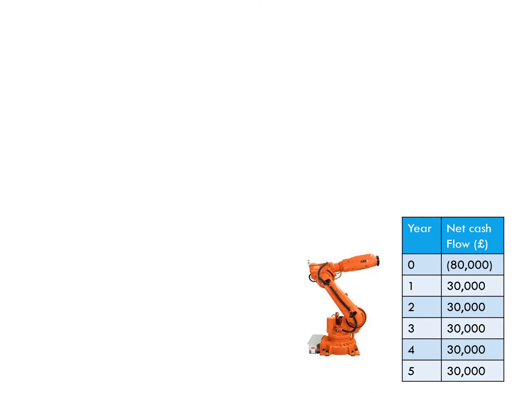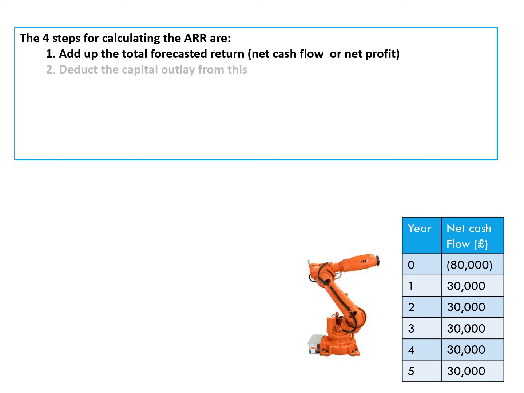Right, let's have another quick go for our second robot here. Figures are slightly different. 80,000 is the initial capital cost, and then we get 30,000 back as a net cash flow in each of the 5 years of the robot's life. Quick reminder, these are our steps.